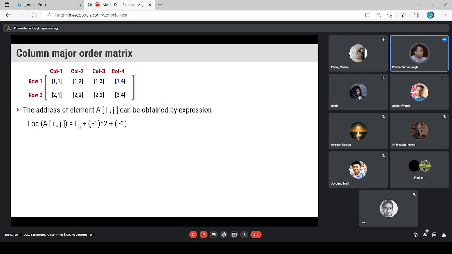Now for the column major order matrix, the address of the element Aij in a 2D array, that is the location of Aij, is given by L0, that is the lower bound, plus j minus 1 into 2 plus I minus 1. For A2,3: L0 plus 3 minus 1 into 2 plus 2 minus 1, that is L0 plus 5.